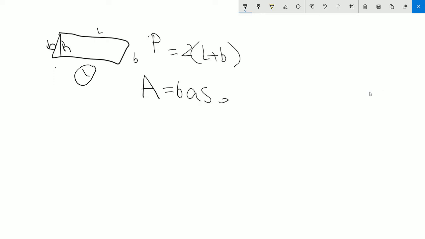So the area is base into height. Remember that the base is the longest side in the parallelogram, and the height is a straight line across the body of the parallelogram.